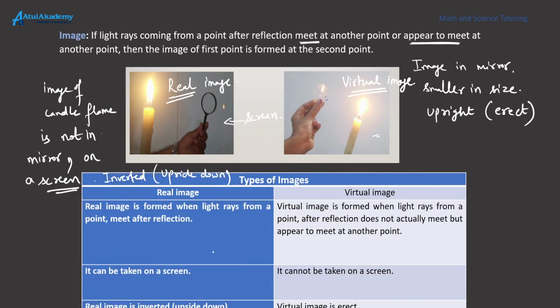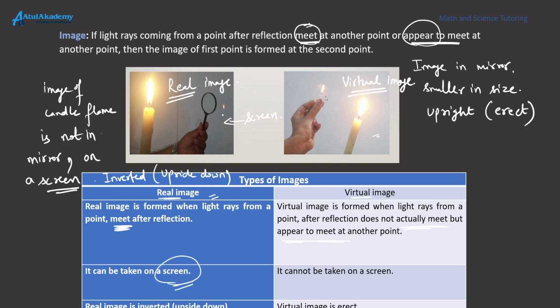Let's see what real and virtual images are. A real image is formed when light rays from a point meet after reflection. Here I told two points: the light rays after reflection meet, or they appear to meet. Based on that, you have two types of images. When the light rays after reflection actually meet, they form a real image. A virtual image is formed when light rays from a point, after reflection, do not actually meet, but appear to meet at another point. Then they form a virtual image. A real image can be taken on a screen.